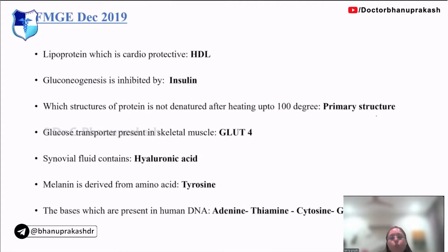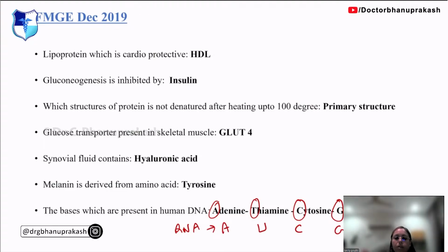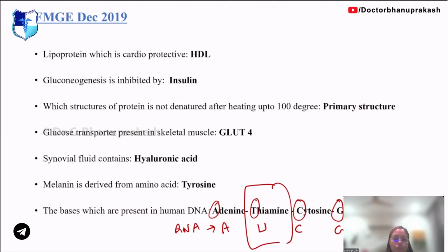Bases which are present in human DNA are A, T, C, and G. Adenine, thymine, cytosine, guanine. And in RNA, instead of thymine, there is uracil. A, U, C, and G. Just this one difference. Uracil instead of thymine in RNA.